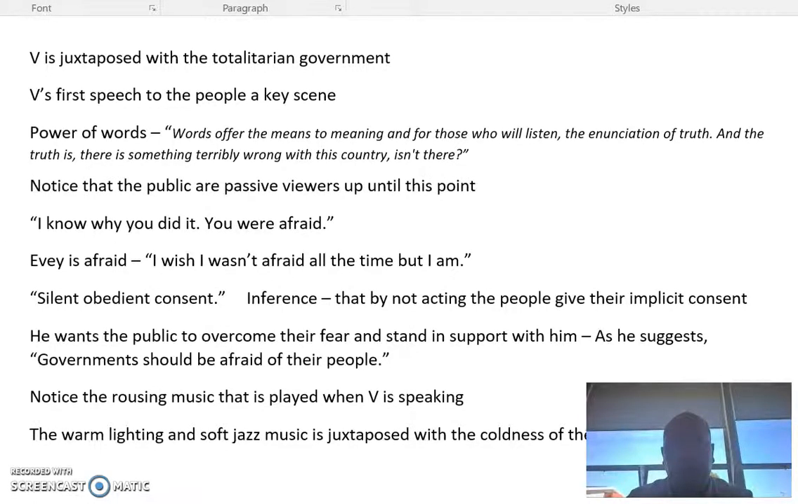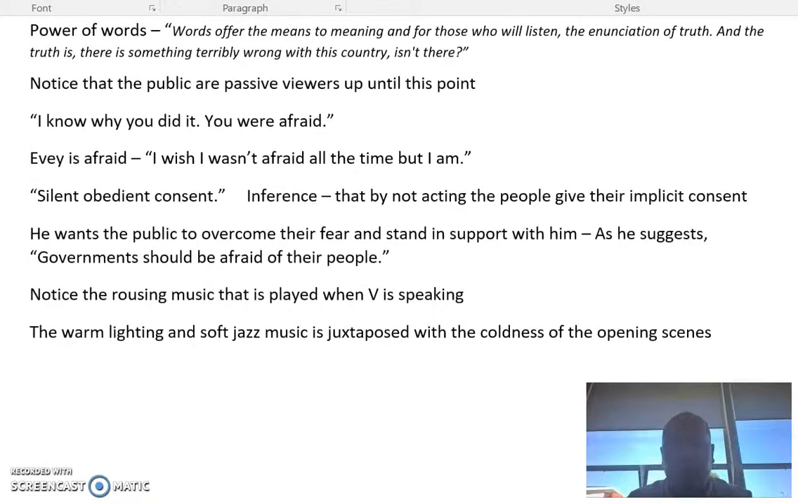And we see a key theme here that's about people overcoming their fear. He says to the people, I know why you did it, you were afraid. And Evey says later on, I wish I wasn't afraid all the time, but I am. And most importantly, V, while saying he understands why people did it, does blame people, because by giving their, as he says, silent, obedient consent, by inference, he suggested that people, by not acting, gave their consent, okay? They allowed people to be taken away, allowed the government to control them rather than standing up.